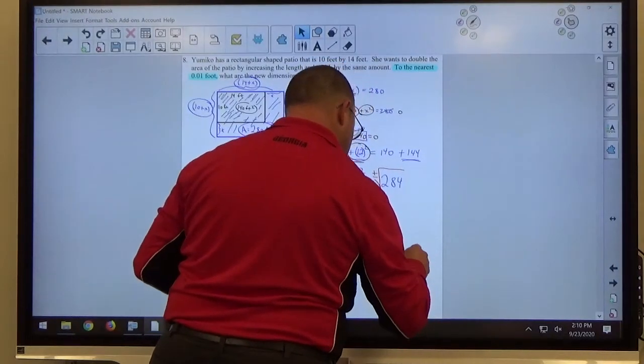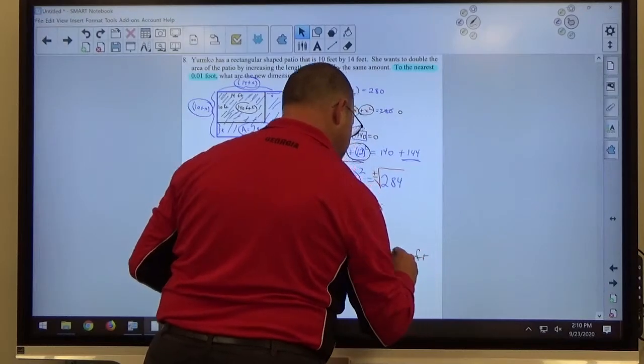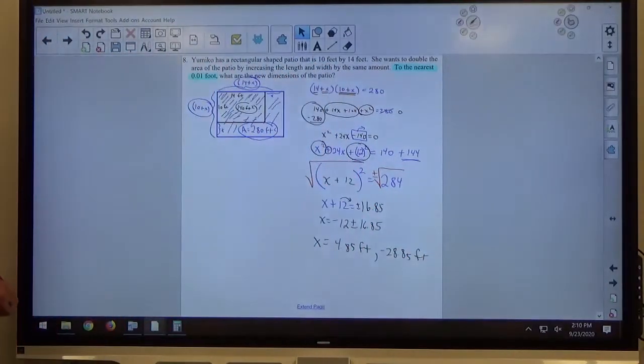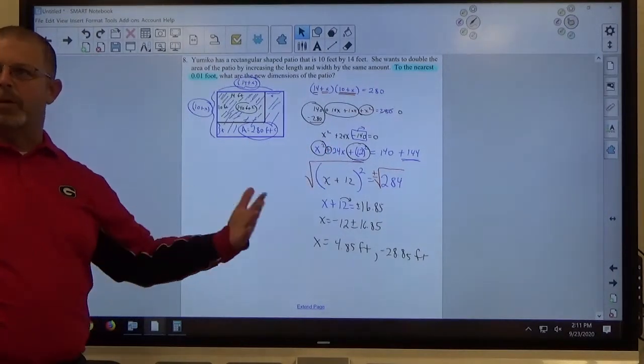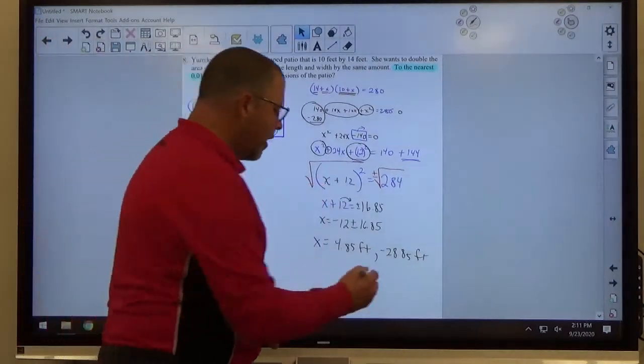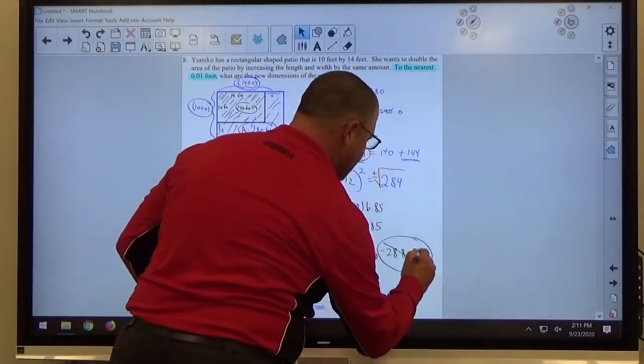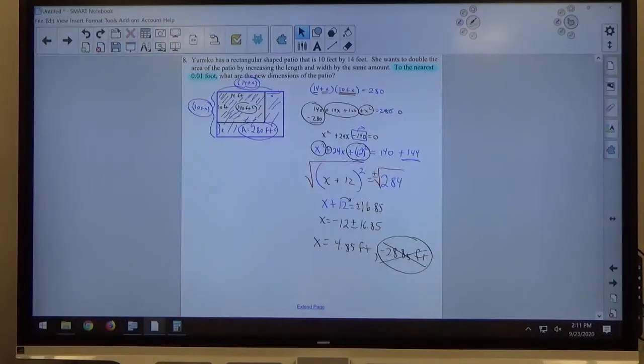Do both those answers seem to make sense? Do they seem logical? Or does anything seem illogical? Does a positive 4.85 feet seem logical? Seems perfect. Does a negative 28.85 feet seem logical? The amount that we're going to increase the deck by is negative 28.85 feet. Does that seem logical? No, it doesn't, right? We're talking about dimensions on a deck. Dimensions should be positive. We're supposed to be adding a certain amount. So this answer, because it's negative, is irrelevant. We throw that one out.